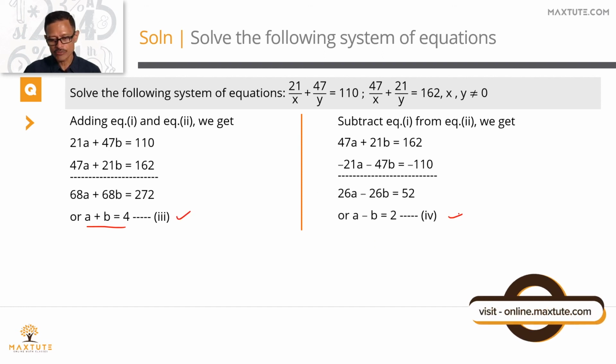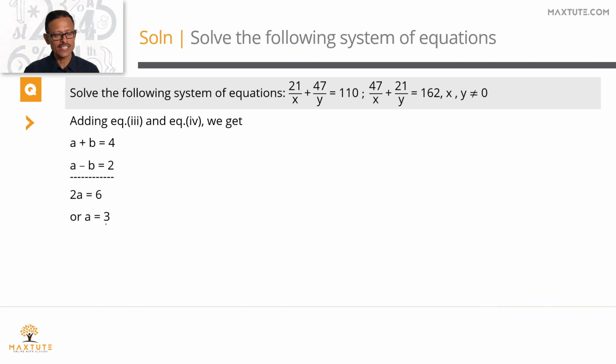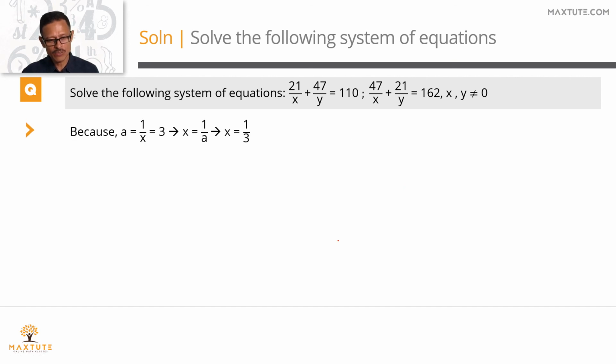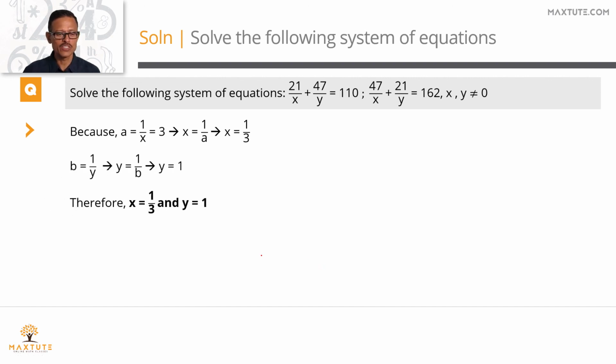We're going to add 3 and 4 to find the value of a. a is equal to 3. Plug in the value of a as 3 in one of the equations to find the value of b, which is equal to 1. If a is equal to 3, a is 1 by x, which is equal to 3, which means x is equal to 1 upon 3. b is equal to 1 by y, which is equal to 1, which means y is equal to 1. x equals 1 by 3, y equals 1 is the answer.